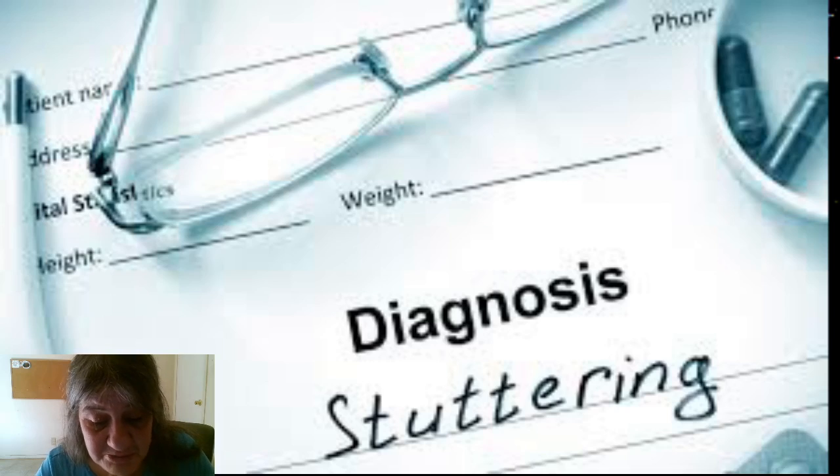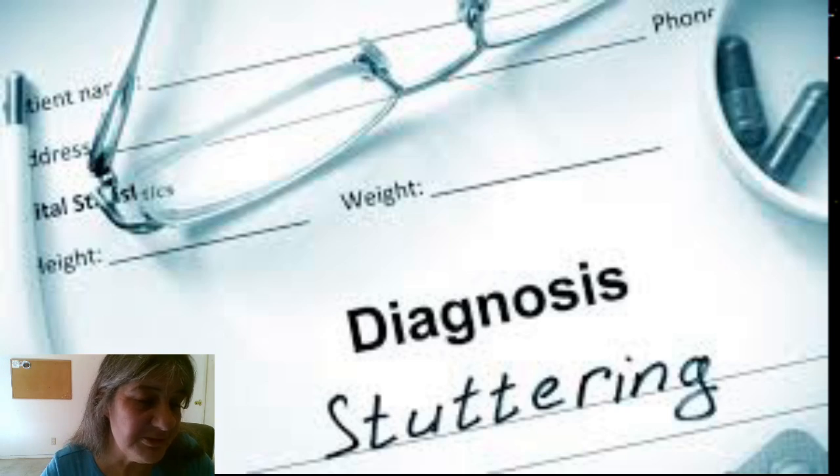Now, as far as medications, although some medications have been tried for stuttering, no drugs have been proven yet to help the problem. So there is no real medication, just different types of therapies, speech language machines.